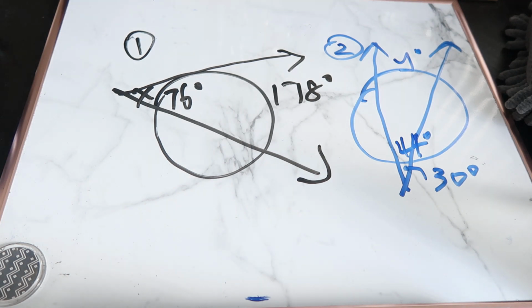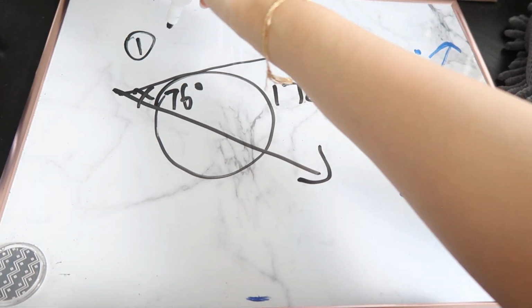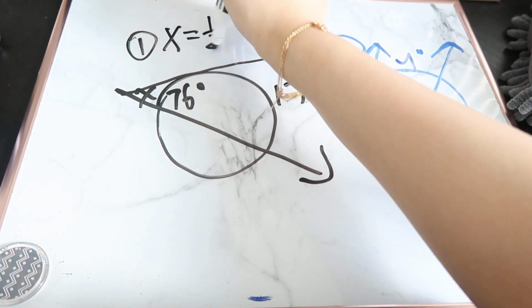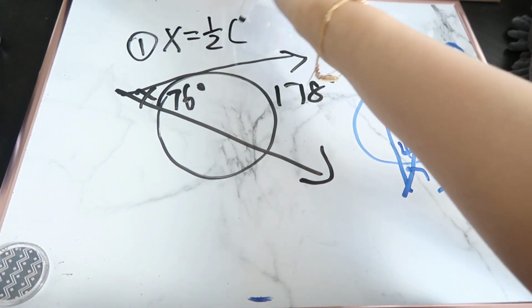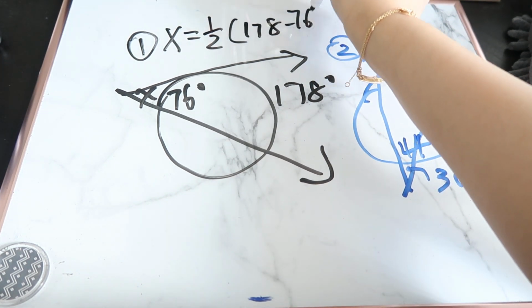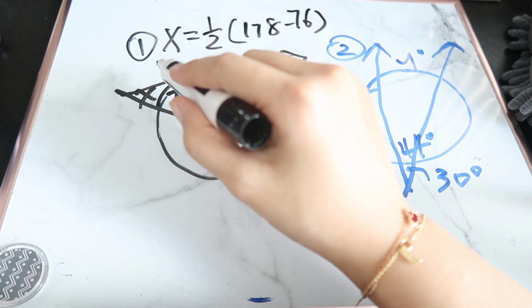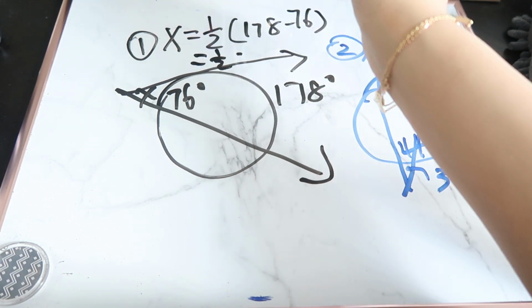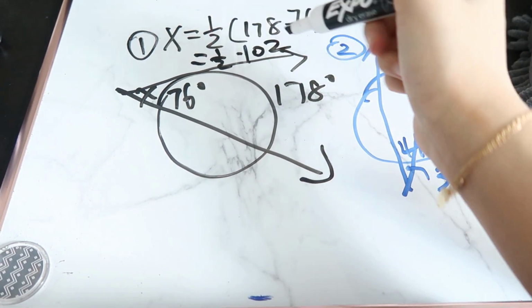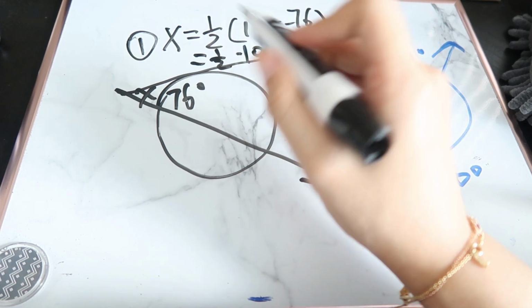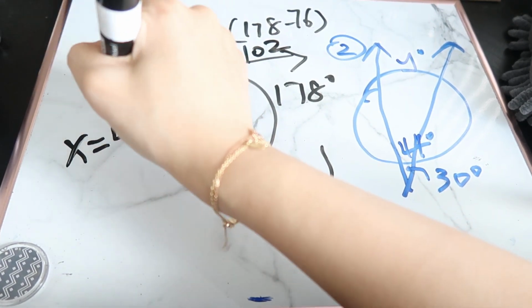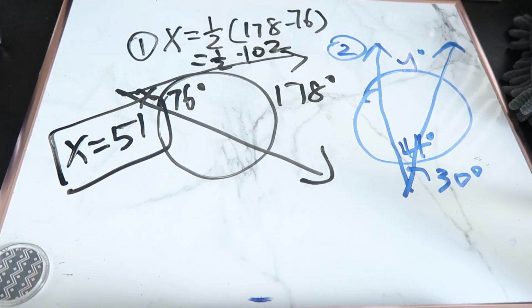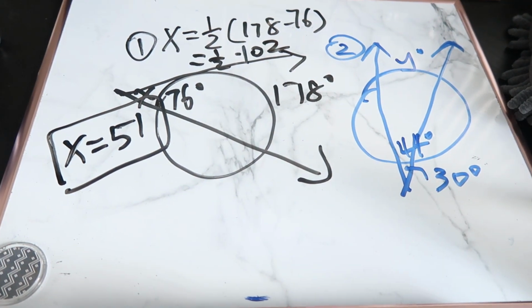Alright, so number 1 will be a little bit more straightforward because x is the angle we are trying to find. So in order to find x, x equals 1/2 of the outer arc, which is 178, minus 76. Because x is by itself on the left side, we can just calculate what's on the right side. It'll be 1/2 times 102. Half of 102 will be the value of x, so x would become 51 degrees here.